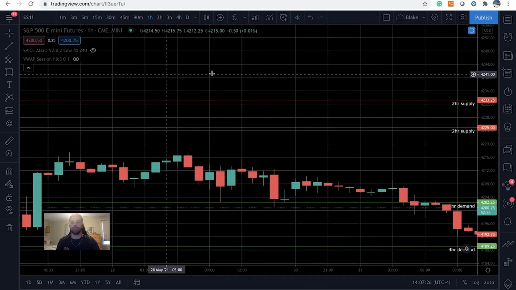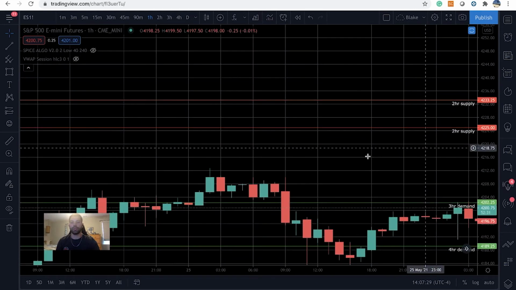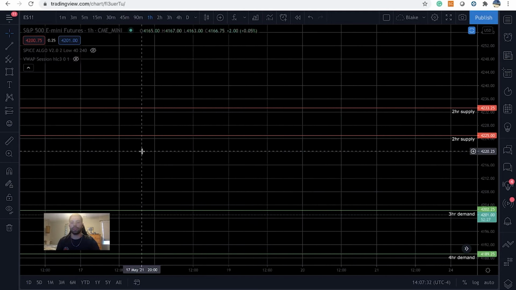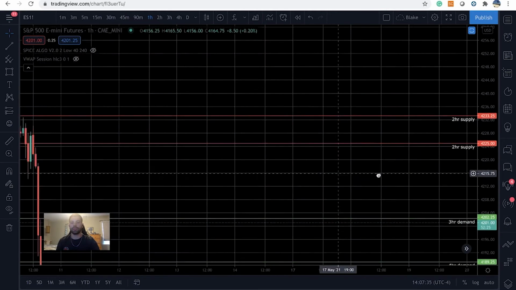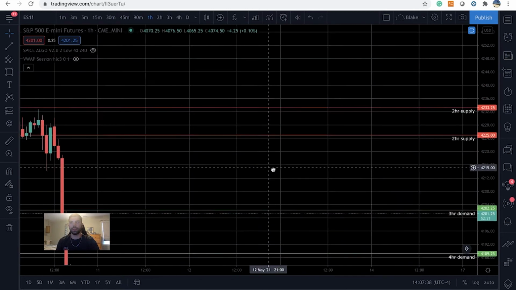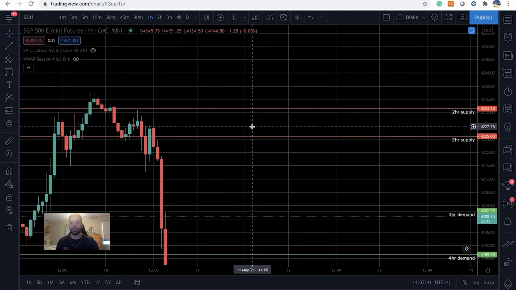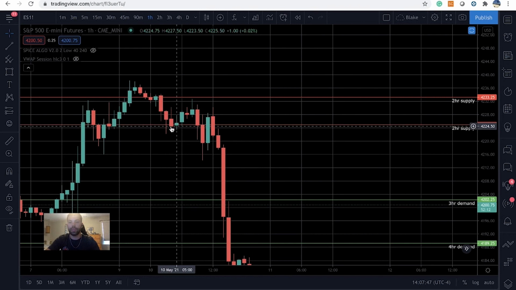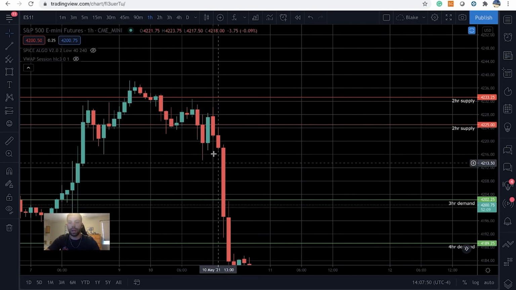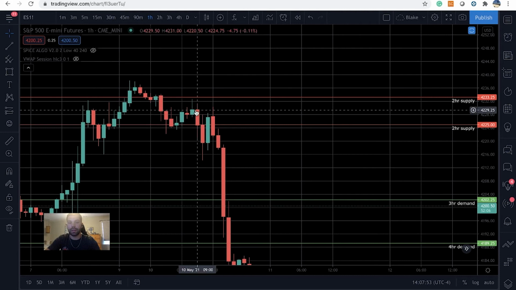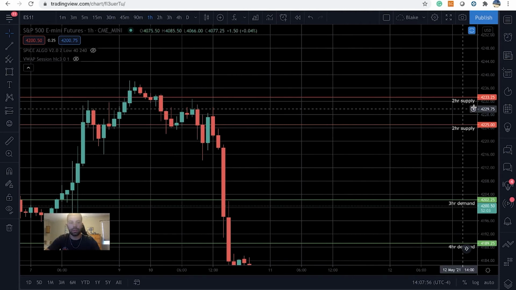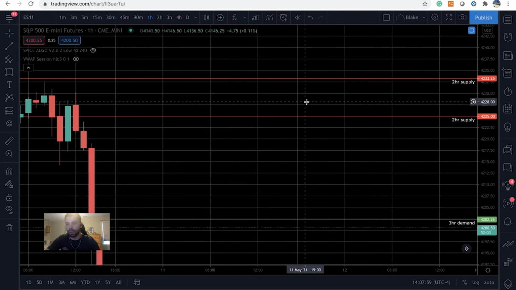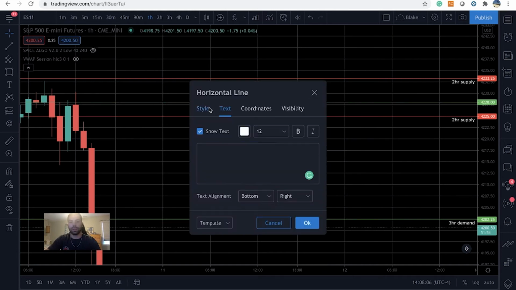All right, let's see. We should have one more supply zone up in here somewhere. Scroll back a little bit. Yep, so this is going to be one right here, right? So this is a good example of a supply zone that's not drop, base, drop, but it's rally, base, drop, right? So we have this Basin candle right here, which runs up into another supply zone. So there's heavy supply in this area, but we're going to mark this one off right here. Make it red for supply, 1 hour supply.